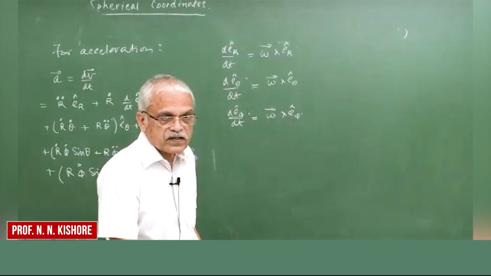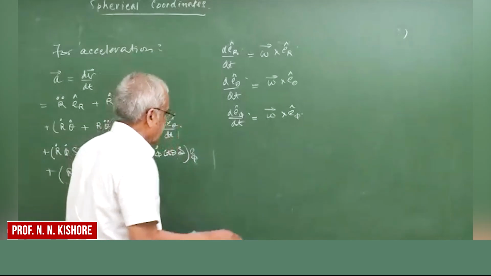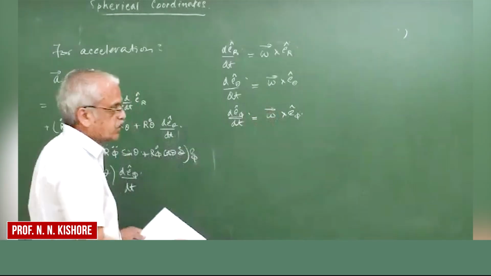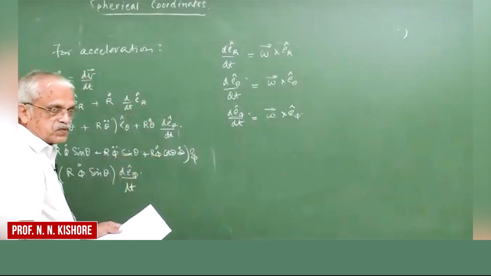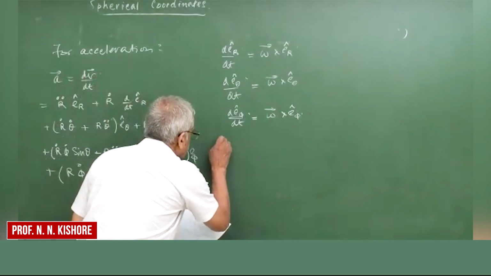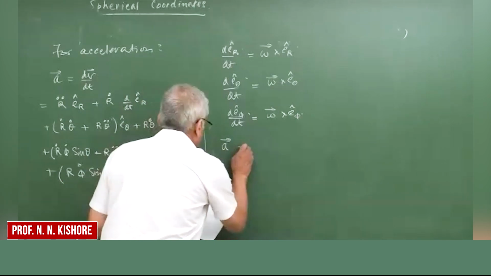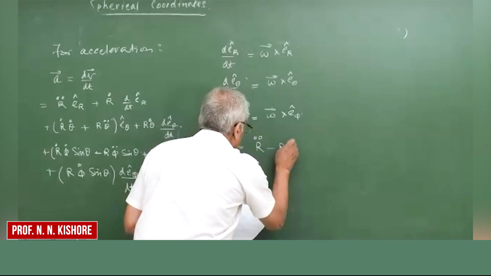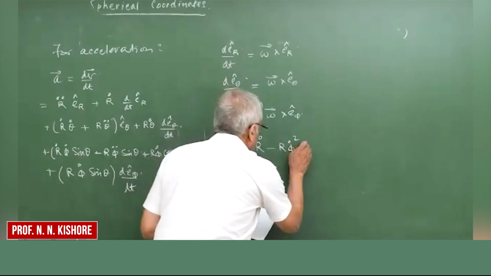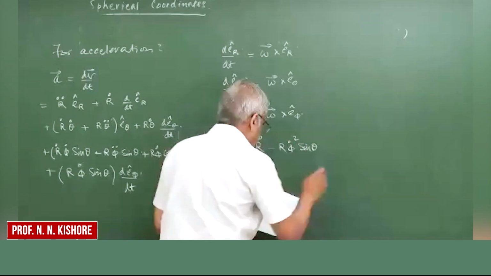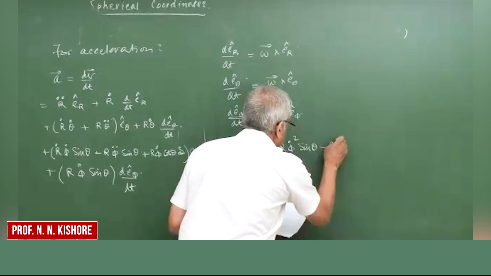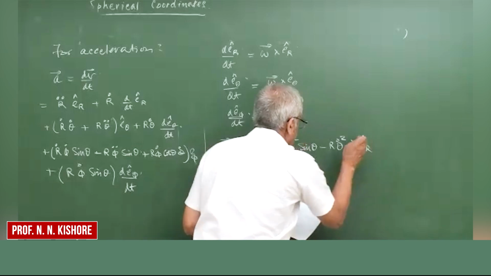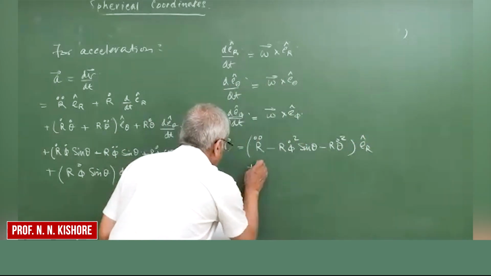Okay, so this is what you have to do. And finally, I'll give the final expression. It can be done a little at a time. Whatever omega is there, you use that and take cross products with that, and everywhere you substitute and simplify. And finally, the acceleration equation: it will be r double dot minus r phi dot square sin theta, collecting all the terms. This is the radial component.